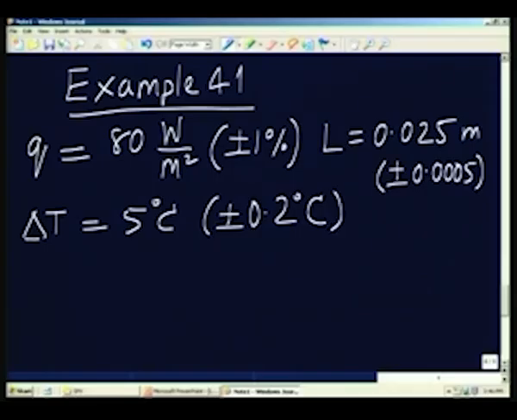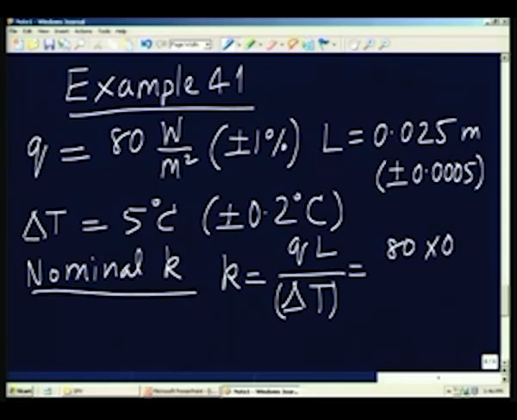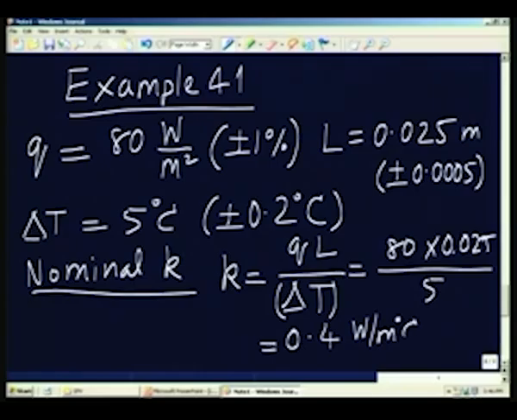It's a very simple problem. So, the nominal K I can calculate using the Fourier law of heat conduction, which is Q L by delta T. T naught minus T L is nothing but your delta T, and this will be 80 multiplied by 0.025 divided by 5. This comes to 0.4 watts per meter degree Celsius. This is the nominal value. It is very simple, straightforward. Plug into the expression and get the value of the thermal conductivity.